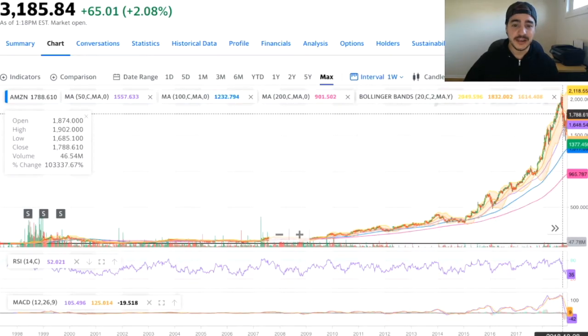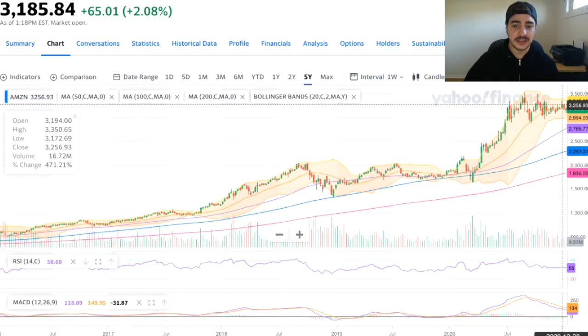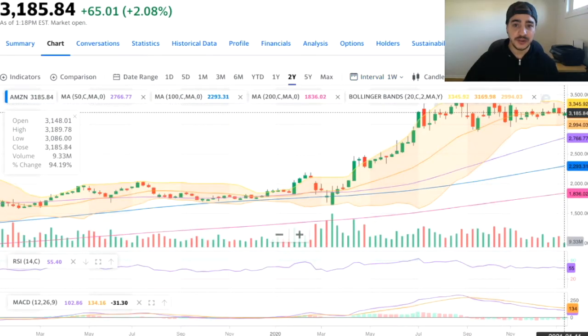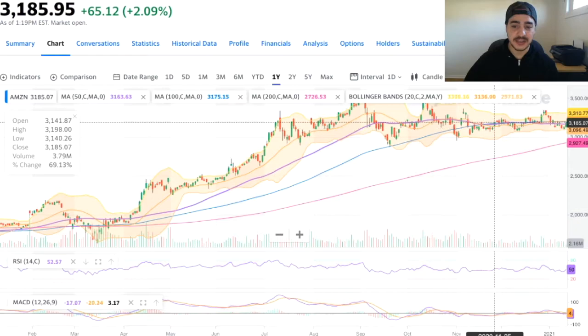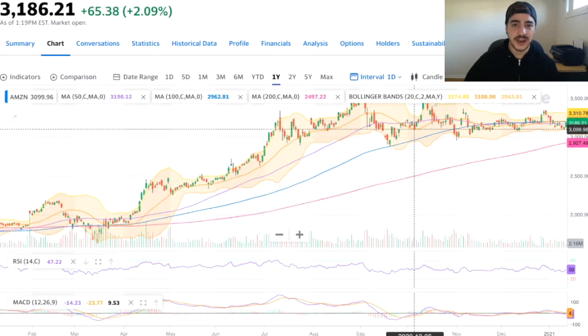Now we can see that the interval has changed, so each candlestick is 1 week. If I go back to 5 years, we can see the interval is still 1 week per candlestick. Same with 2 years. But if I go to 1 year, the interval has now changed to 1 day. So that means each candlestick represents 1 day, 1 work day of when the exchange was open and trading was available.